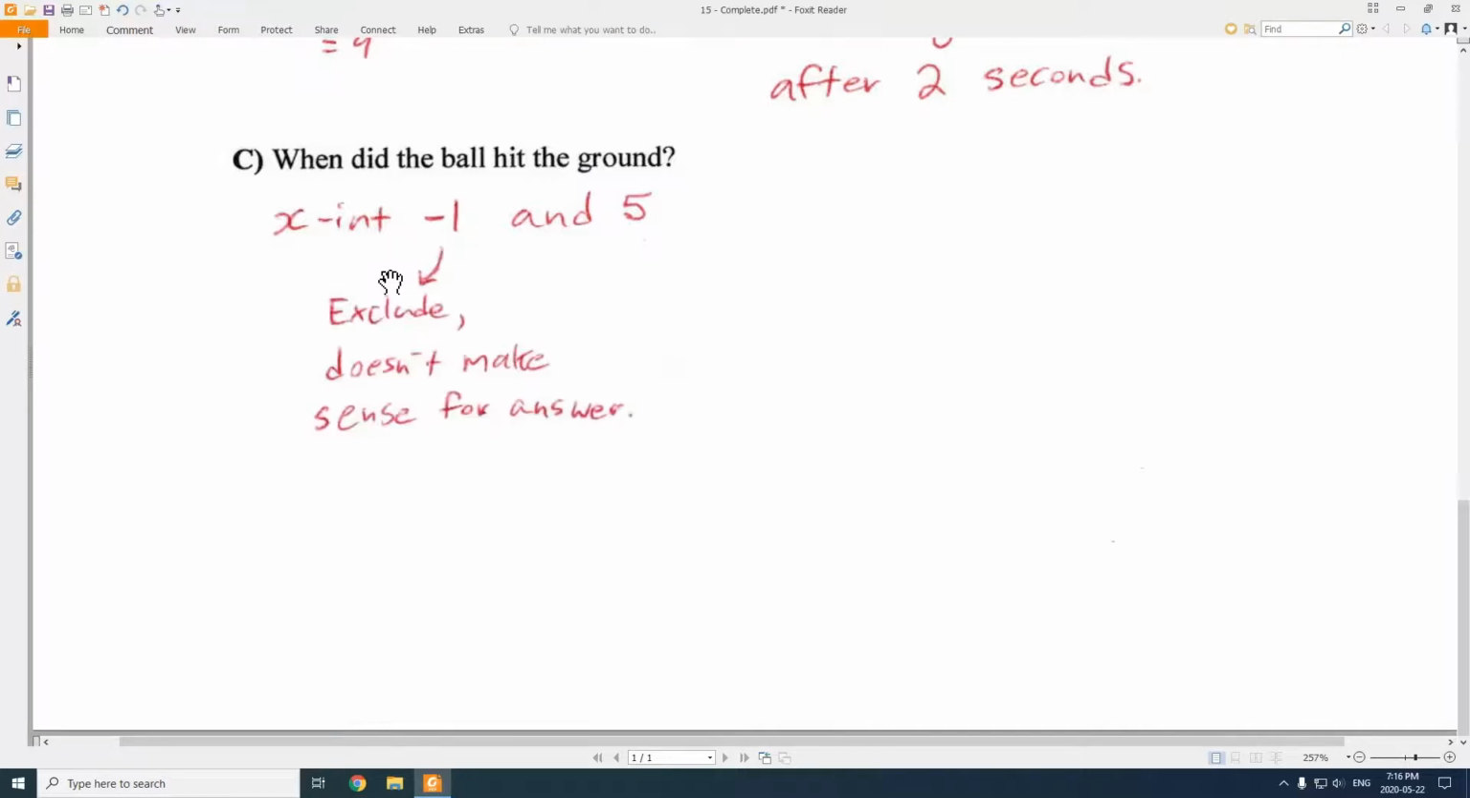Okay, -1 doesn't make sense, right? -1 time, right? Our x-axis is the time, right? Or t. So time is -1 second. That makes no sense in this scenario. So you just exclude that one. In this scenario, negative time doesn't make sense. But the other time that we get is we get an x-axis or x-intercept of 5 seconds. So that tells you, oh, okay, when did it hit the ground? After 5 seconds. Then the height was 0.